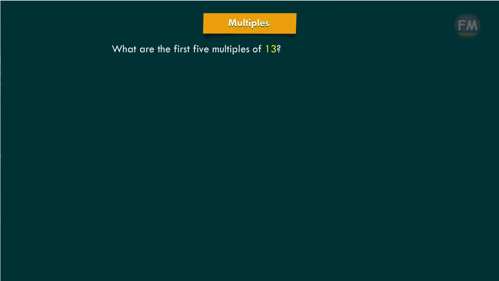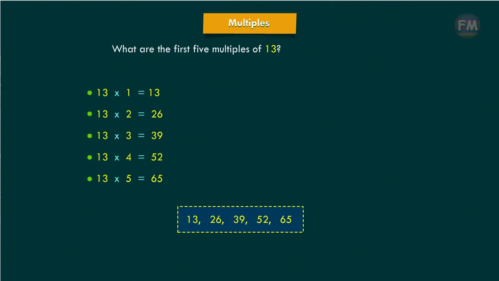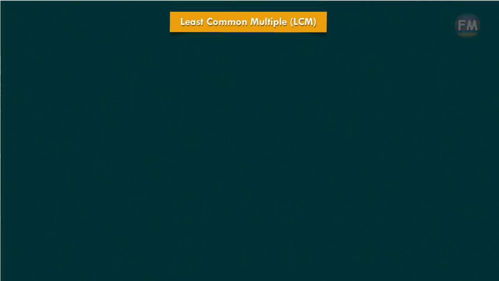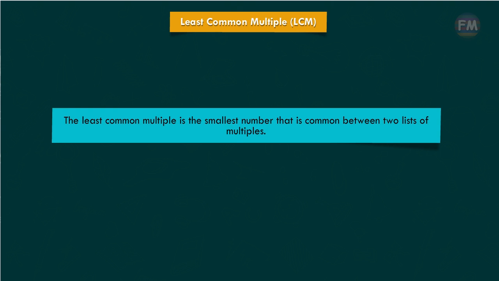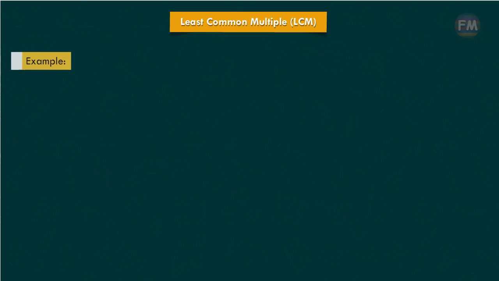What are the first 5 multiples of 13? Let's observe the following. Least common multiple, LCM. The least common multiple is the smallest number that is common between two lists of multiples. Example, find the LCM of 12 and 18.